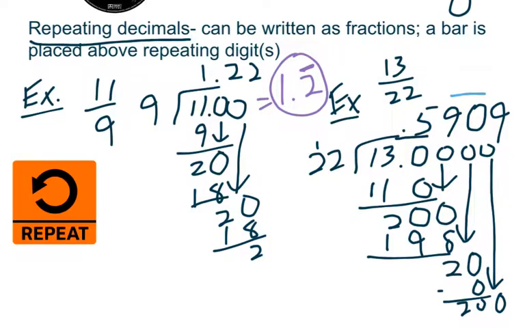So this answer is going to be 0.590 with a bar over the 9 and the 0. And if you're not sure, if you don't see after 3 numbers that that's going to be repeating that way, then go ahead and keep on dividing it out and you'll see it. But notice my remainder kept alternating between 2 and then 20.